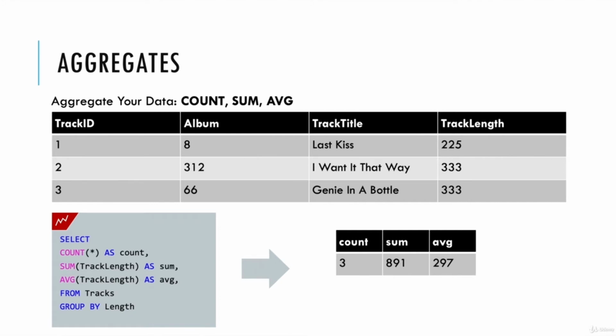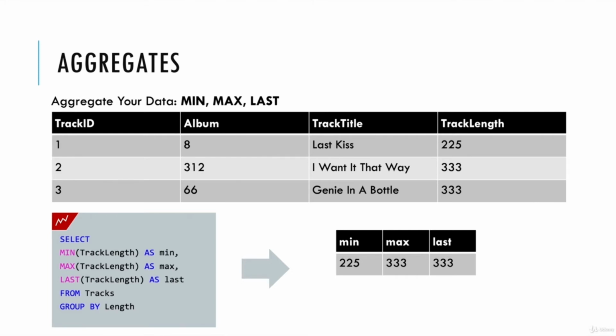And average will basically give us the average track length, which is probably more helpful than the sum of the track length in this example. And we can see that the average track length is 297. And we have to use from to tell us what table it's from, and we use tracks. And we're going to group by length. In this example, that really doesn't make too much of a difference. But let's continue on, and we're going to dig into the grouping.